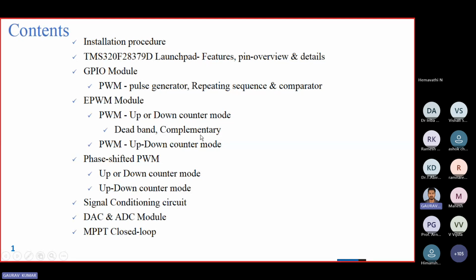Then we go for the up-down counter mode. Then we go for how to generate the phase shifted pulses. Then at last we go for the signal conditioning circuit, why it is needed in the sensing circuit. Then we go for the DAC and ADC module. Then we go for some closed loop controller of MPPT, which is done through PSO or PNO.